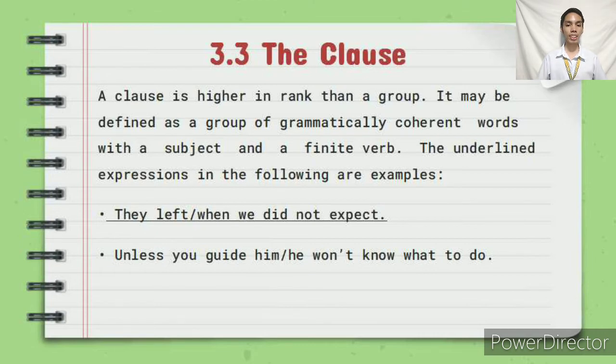So here are the examples. They left when we did not expect. Okay, they left is a clause, and then when we did not expect is another clause. Next, unless you guide him, he won't know what to do. So there are two clauses present here. Unless you guide him is a clause, another, he won't know what to do, is also a clause.